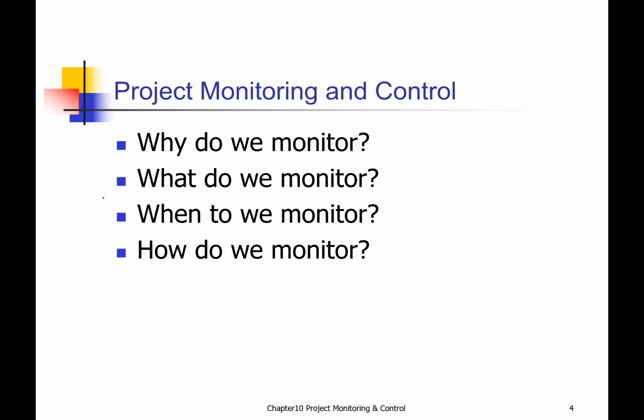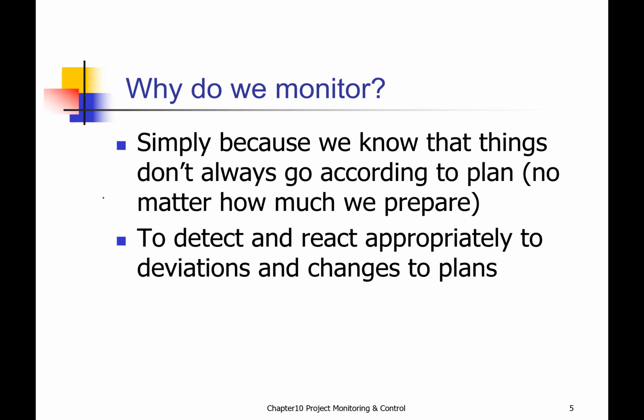Okay, why do we monitor? What, when, and how? Simply because we know that things don't always go according to what we plan. There is no such thing as a perfect plan. In simple wording, no such thing as a perfect plan. You can plan, because you know what, planning does have an element of forecasting. Nobody plans something which you already have. Planning means you plan something which you do not have yet.